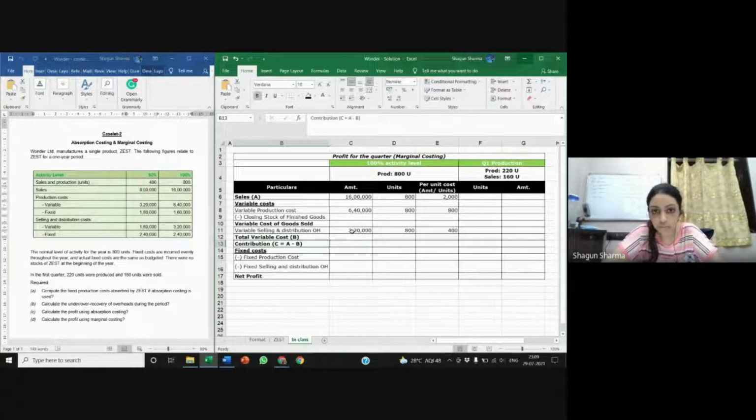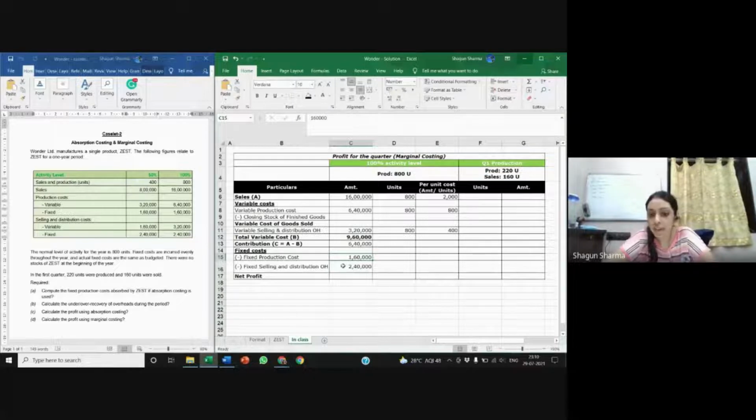Now my contribution, as you can see, is my sales minus variable costs. So let's first find the total of the variable cost. And now this total I subtract from my sales. Okay. Now let's talk about fixed costs. Fixed costs I have to just directly use. Here it's given 1,60,000. And the selling fixed costs are 2,40,000.